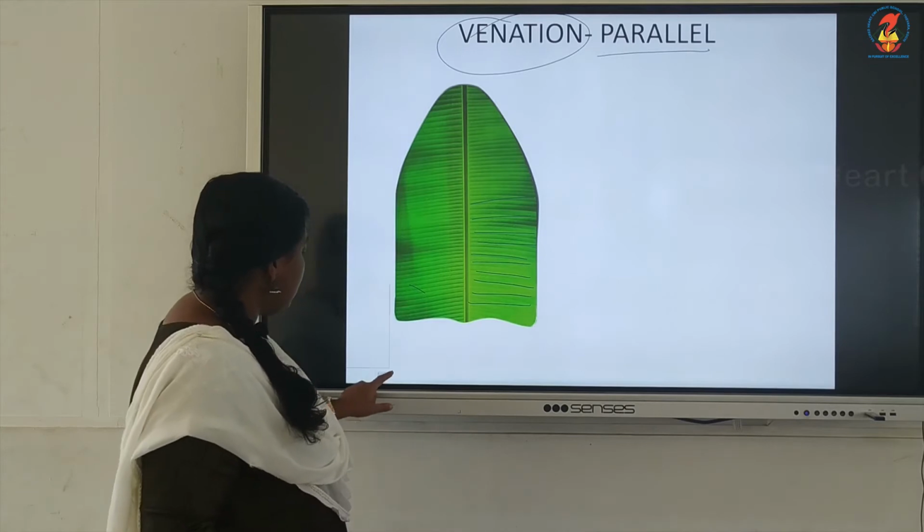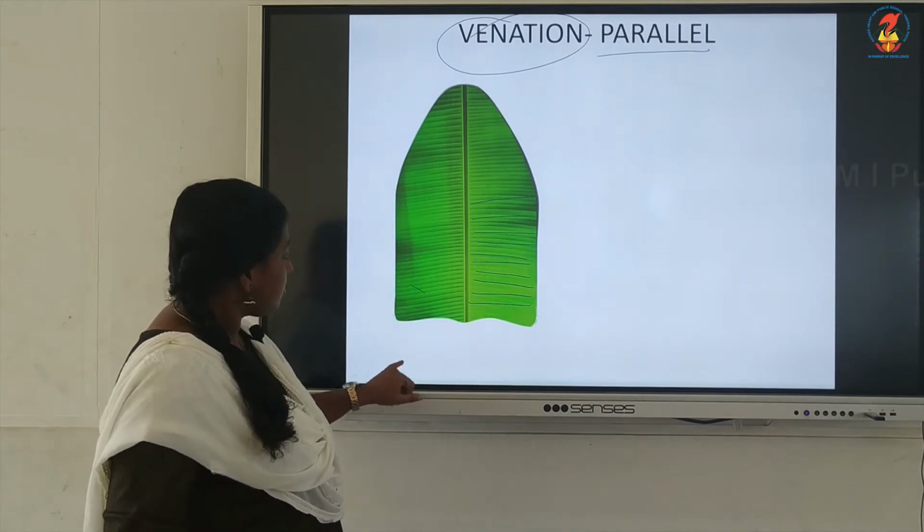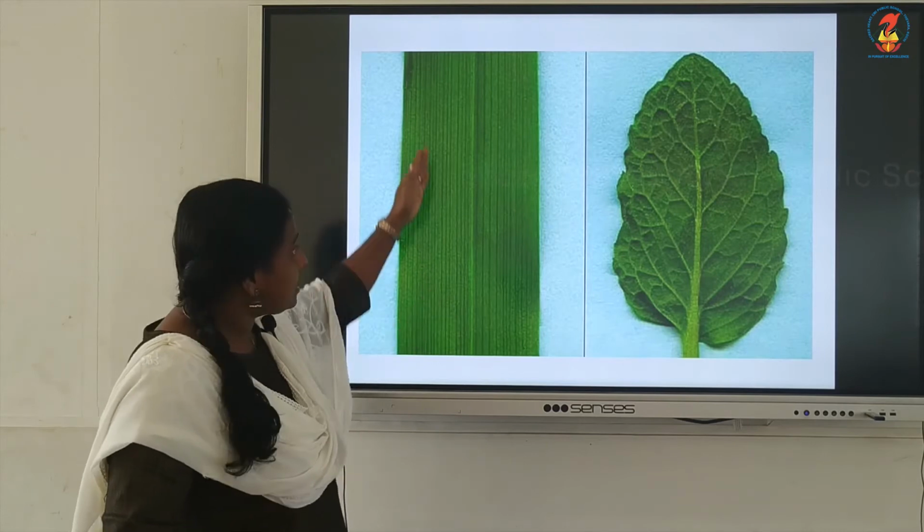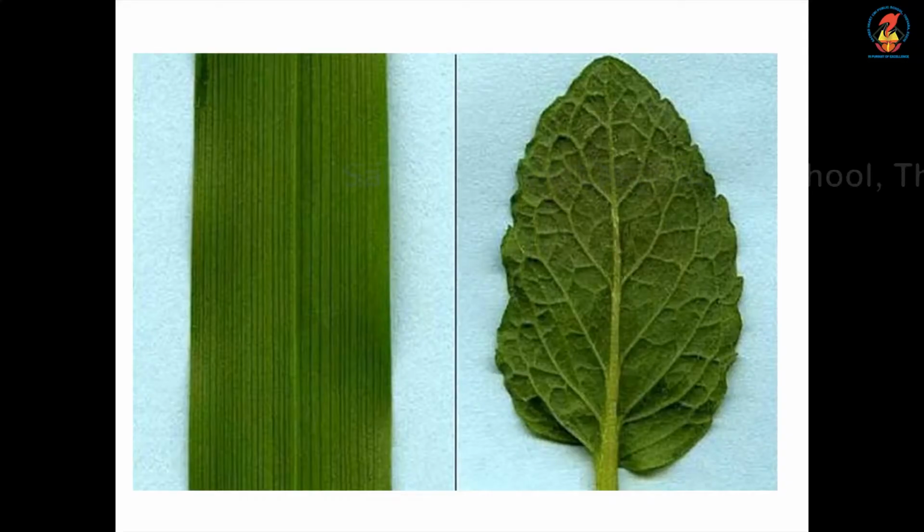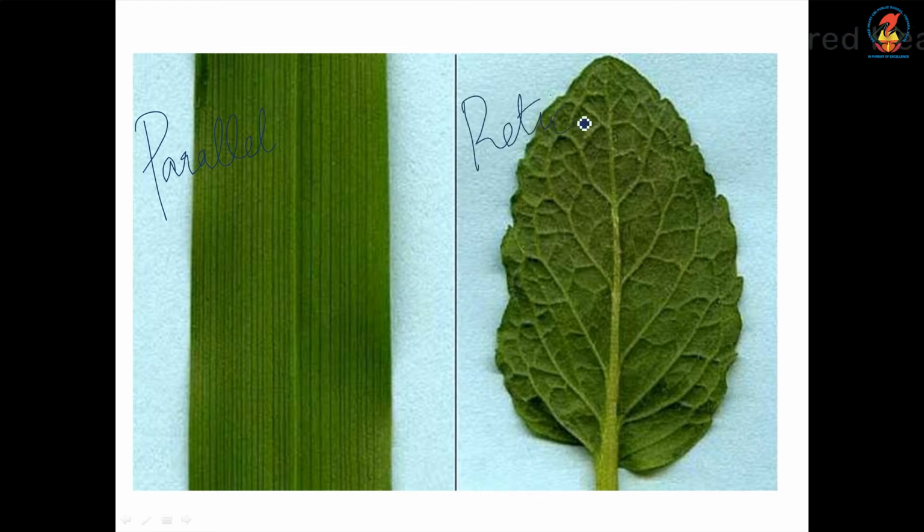Now, you see this diagram, next diagram, you can see one leaf which is having parallel venation and another leaf which is having reticulate venation. Can you see this? Here the veins are arranged one after the other parallelly. So, you call this arrangement as parallel venation. So, what is the first one? This is parallel venation. And what is this? Where the leaf is forming a network-like structure, what do you call it as? You call it as reticulate venation.